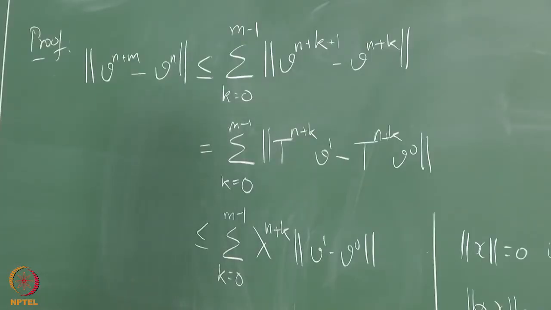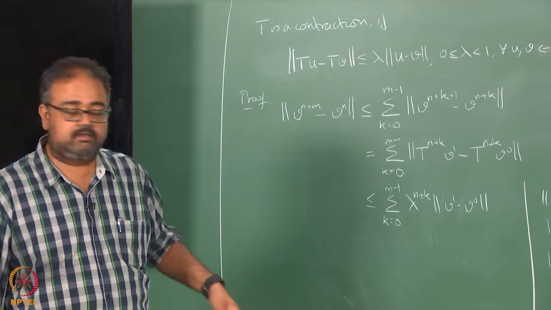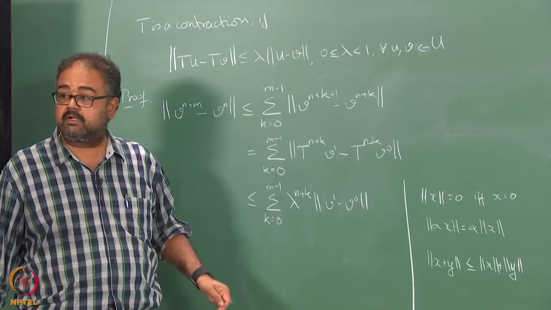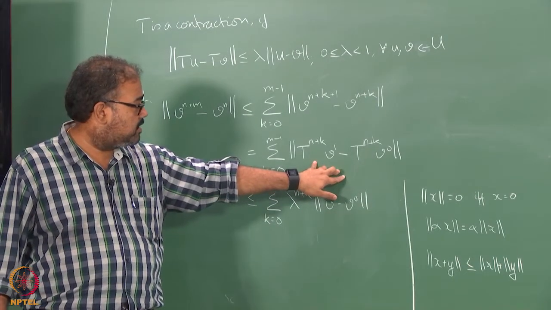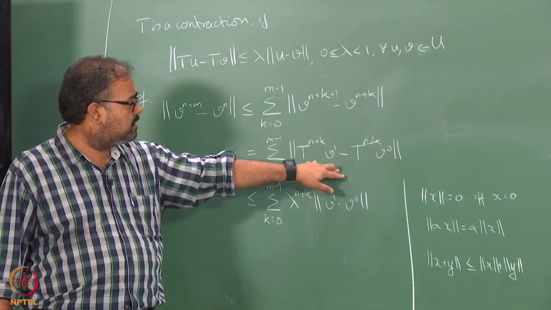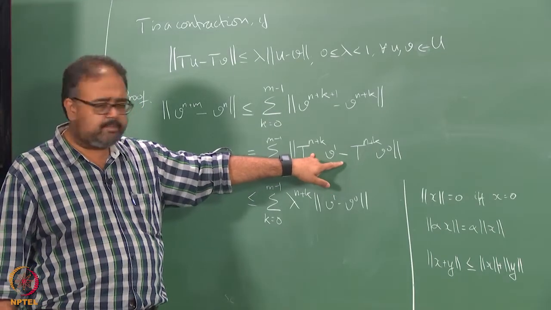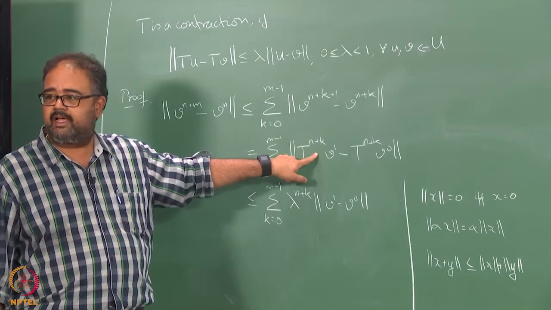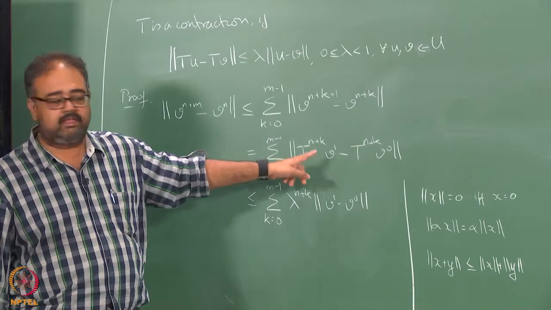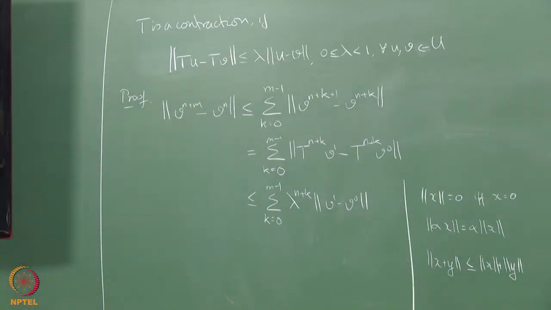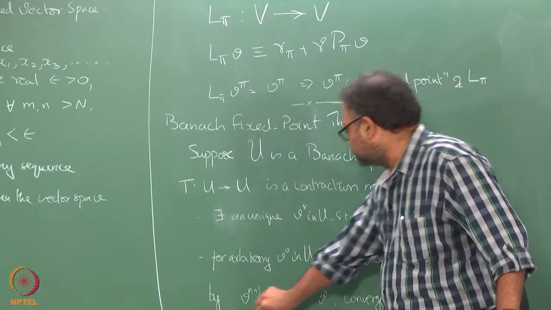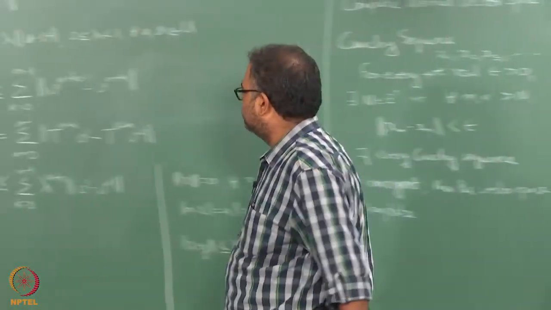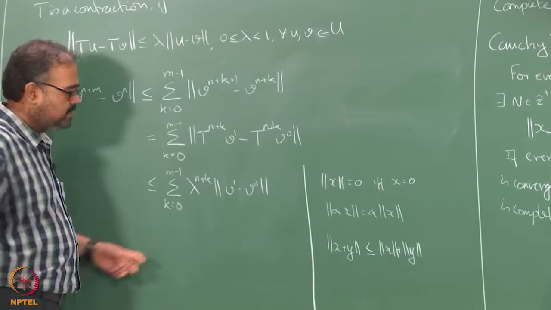Is it fine? Why did we apply T? Because it's decreasing. In the second step, we applied the operator T because we found that it's decreasing, the distance between the two subsequent. Why did I apply the operator T? By definition, Vn plus k plus 1 is T operating on Vn plus k times. Okay. Does it make sense?